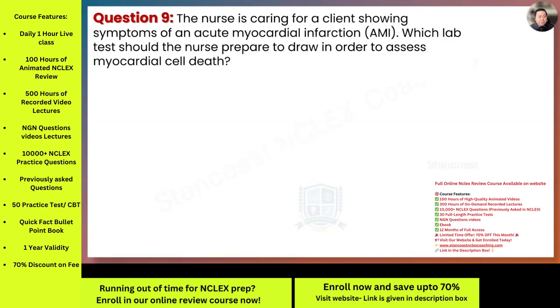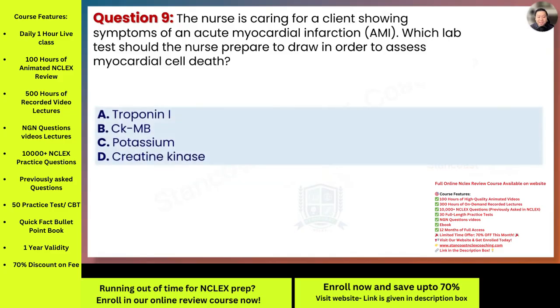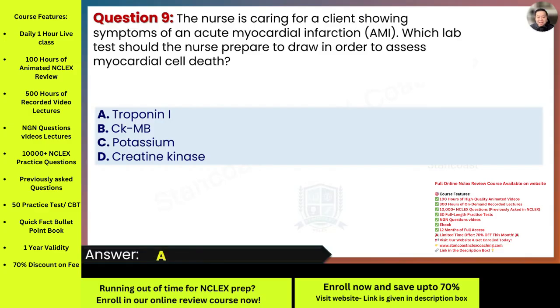Number 9, the nurse is caring for a client showing symptoms of an acute myocardial infarction. Which lab test should the nurse prepare to draw in order to assess myocardial cell death? Options: A, troponin I, B, CKMB, C, potassium, D, creatinine kinase. The answer here is letter A.